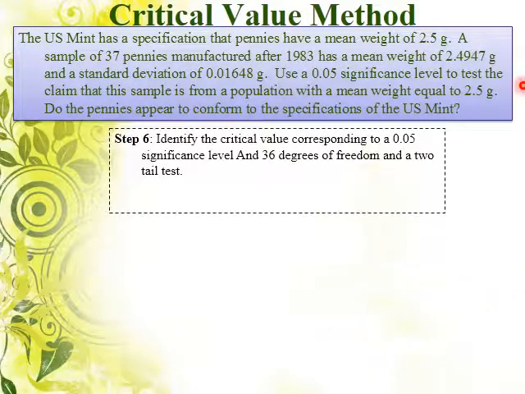So now let's identify the critical value corresponding to a 0.05 significance level and 36 degrees of freedom in a two-tailed test. So a two-tailed test means that we're looking for a value that would have 0.05 in two tails. So in other words, half of this would be to the right and half of this would be in the left tail. So let's take a look at the t-distribution table and see what this means and how to identify the critical value.